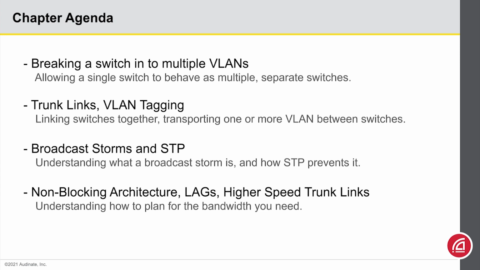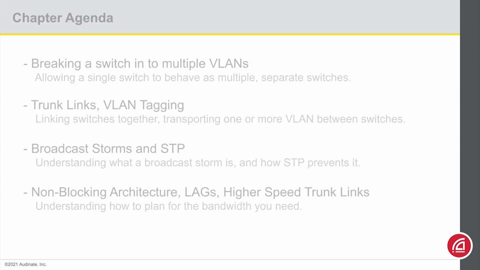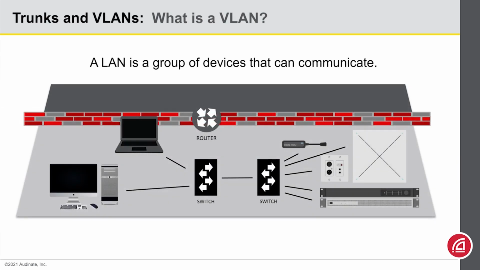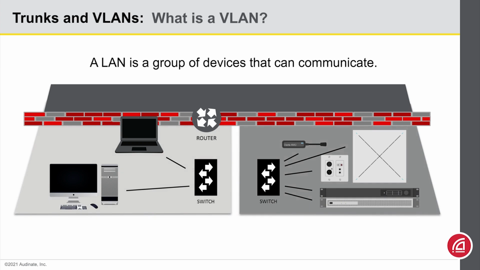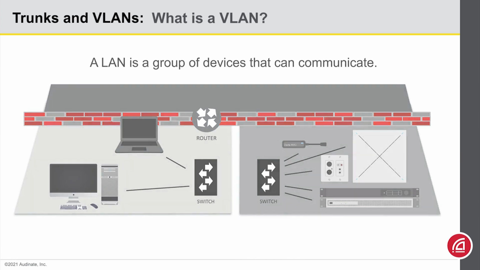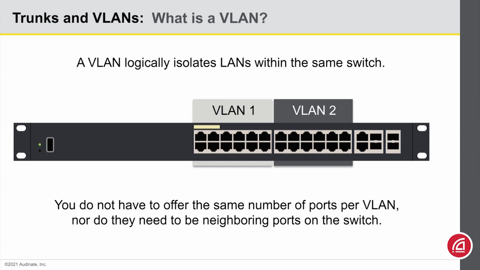So let's start with the idea of a local area network. In this slide, we show an image of a LAN here in the foreground, right? A LAN is simply a group of devices in the same area that can communicate to each other. If I remove the connection between the two switches, I create two islands of communication. Essentially, I've created two separate LANs, right? Well, we can do the same thing with a network switch, and that's what a VLAN does.